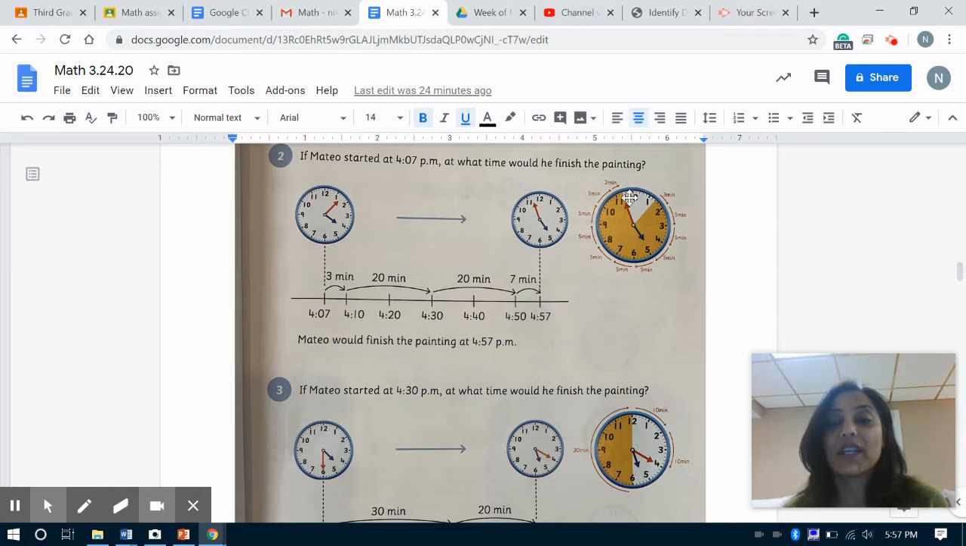If you take a look at this over here on the analog clock, you can see that from 4:07 right over here, going to 4:10, and so on. Just like they did on the number line, they have an analog clock so you can see how they're counted on an analog clock. And so he would end at 4:57.